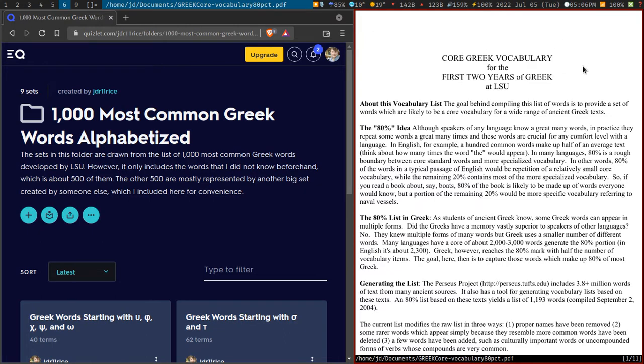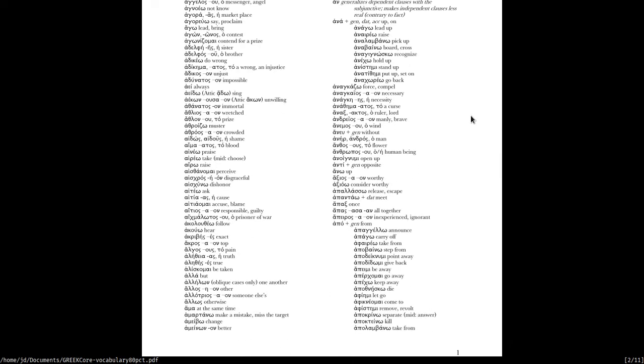So the first would be this file right here, and as you can see, this is a vocabulary list that was created by somebody, I assume a professor at LSU, Louisiana State University. Some professor came up with this brilliant idea of making an alphabetized list of the most common Greek words. That's why he's entitled it Core Greek Vocabulary for the first 2 years.